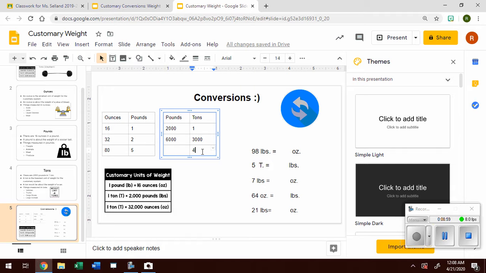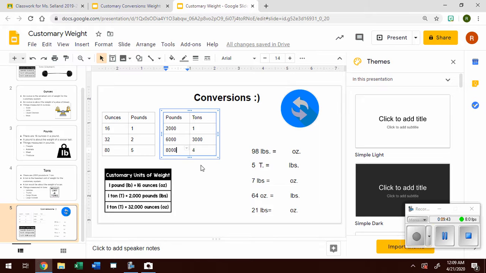For this next one, they give me the amount of tons, and I have to figure out how many pounds that is. So again, first question I'm going to ask myself, am I going from a bigger unit to a smaller unit, or a smaller unit to a bigger unit? Well, I know that a ton weighs more than a pound, so I'm going from a bigger unit to a smaller unit. So I'm going to have to multiply. I am going to multiply the amount of tons I have times the amount of pounds per ton. So I'm going to take 4 times 2,000. I know that 4 times 2 is 8, and then I just need to add my zeros.